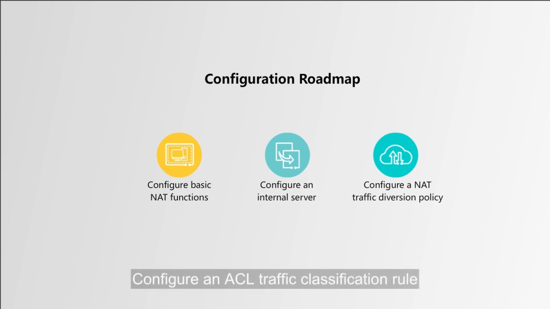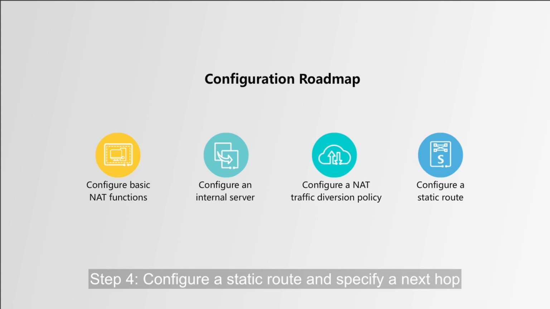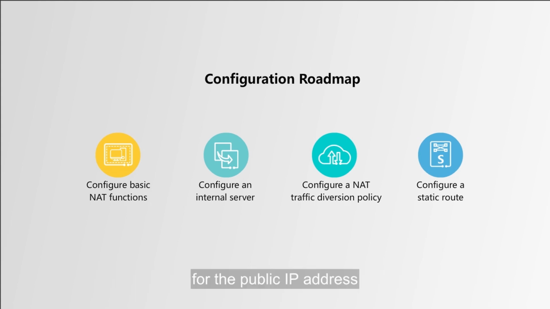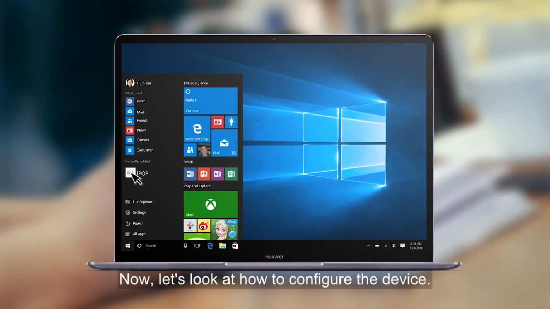Step 3. Configure a NAT traffic diversion policy. Configure an ACL traffic classification rule and apply the NAT traffic diversion policy to an outbound interface of the device to implement outbound interface traffic diversion. Step 4. Configure a static route and specify a next hop for the public IP address so that the PC can access the Internet. Now let's look at how to configure the device.